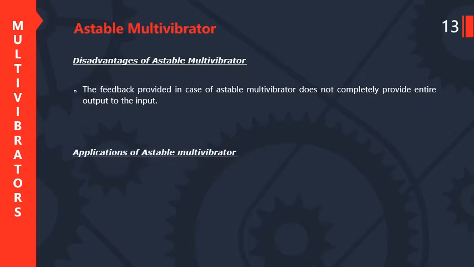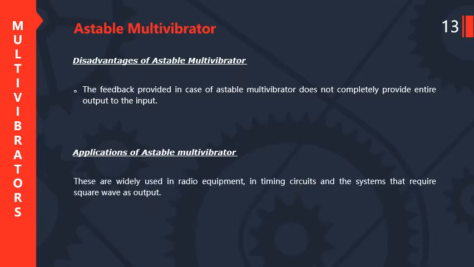Now next is the application of unstable multivibrators. So these are widely used in radio equipment, in timing circuits and the system that required square wave as output. तो ये कुछ एप्लीकेशंस हैं अनस्टेबल मल्टीवाइब्रेटर सर्किट की.